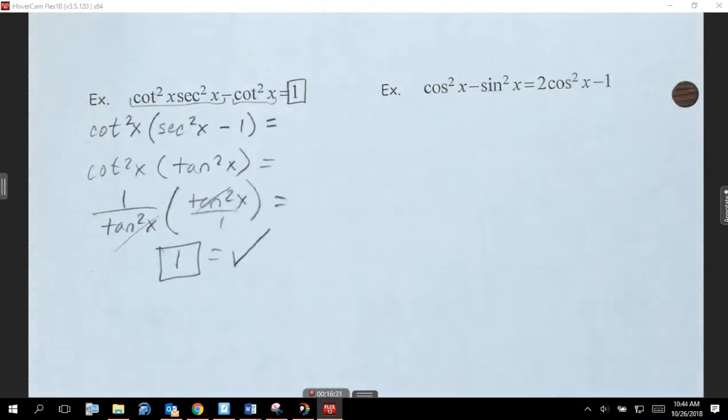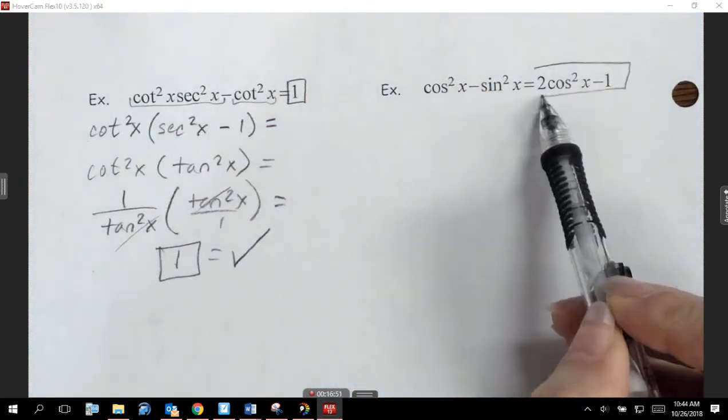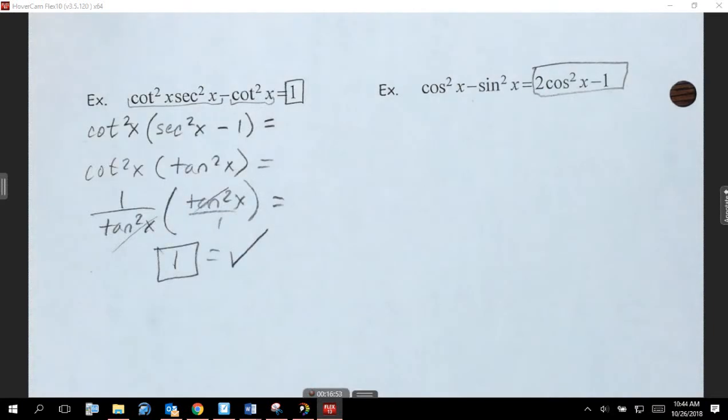All right, the next one. When you look at this and you think about which side is more complicated, you might not be sure. But I think the side that's more complicated is the side that has a cosine and a sine on it, where the other side only has cosine on it. So that's the side I'm going to box in and work with, the side that has the cosine and the sine.